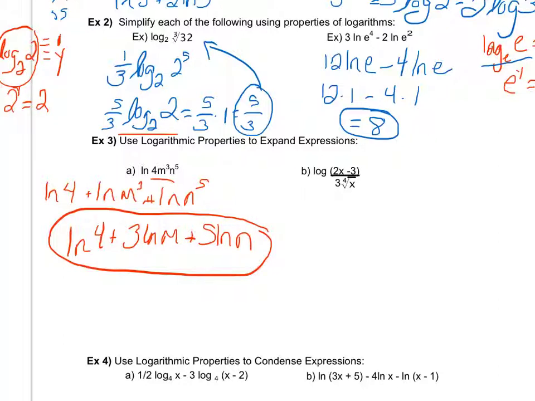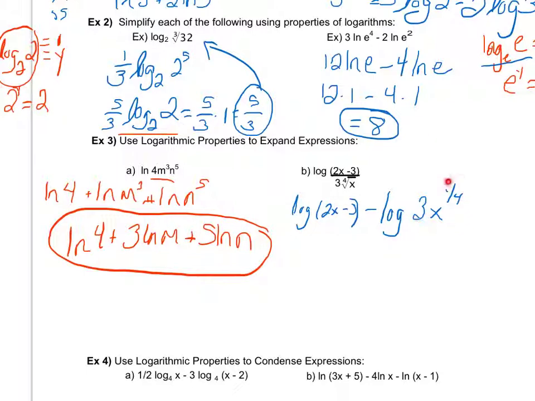Let's look at another example like this. Again, I notice that I'm taking the logarithm of a quotient. So I'm going to break this quotient up by looking at my properties and seeing I can subtract, and that gives me log of 2x minus 3. I do need to keep the parentheses to show I'm taking the log of that entire quantity, minus log of 3 times, and I'm going to call that x to the 1/4.